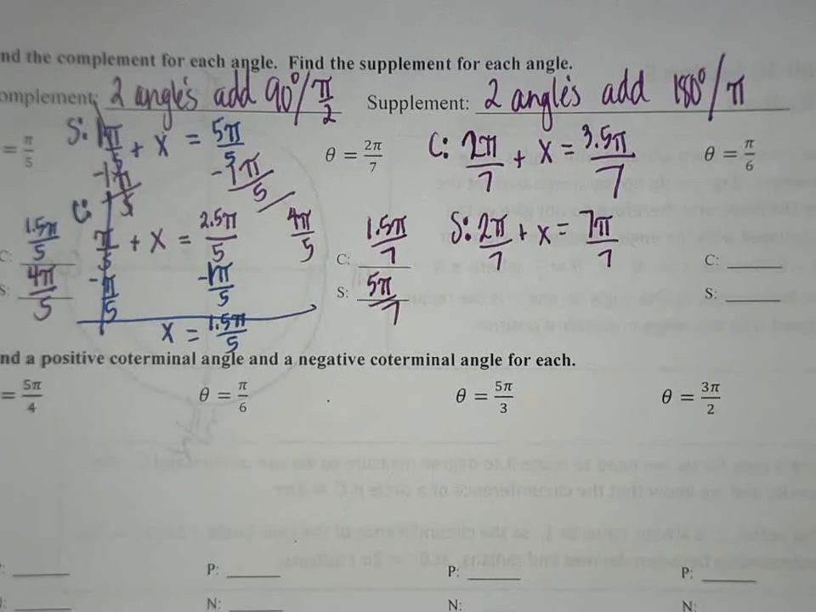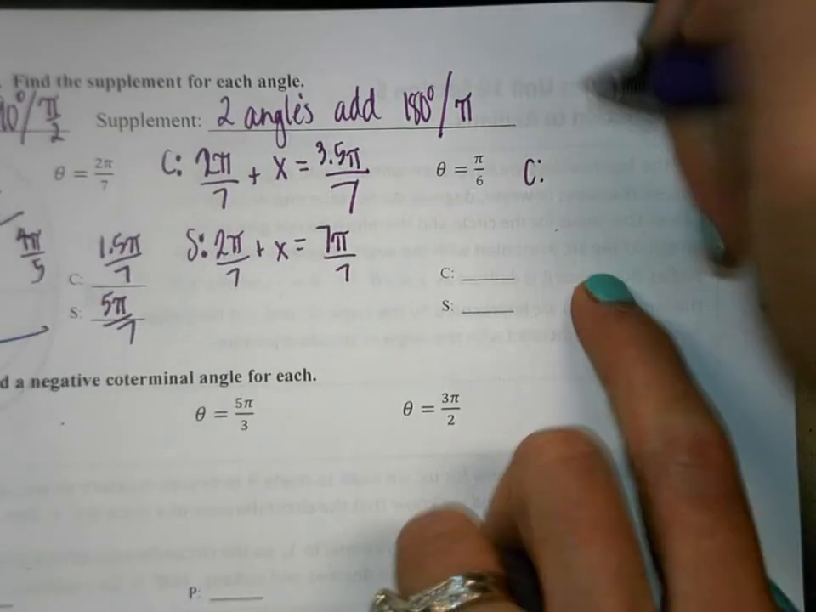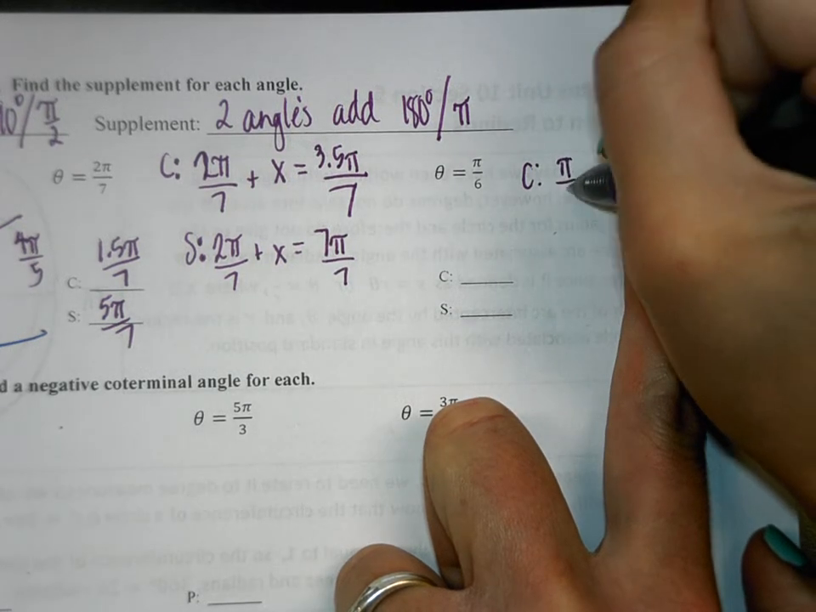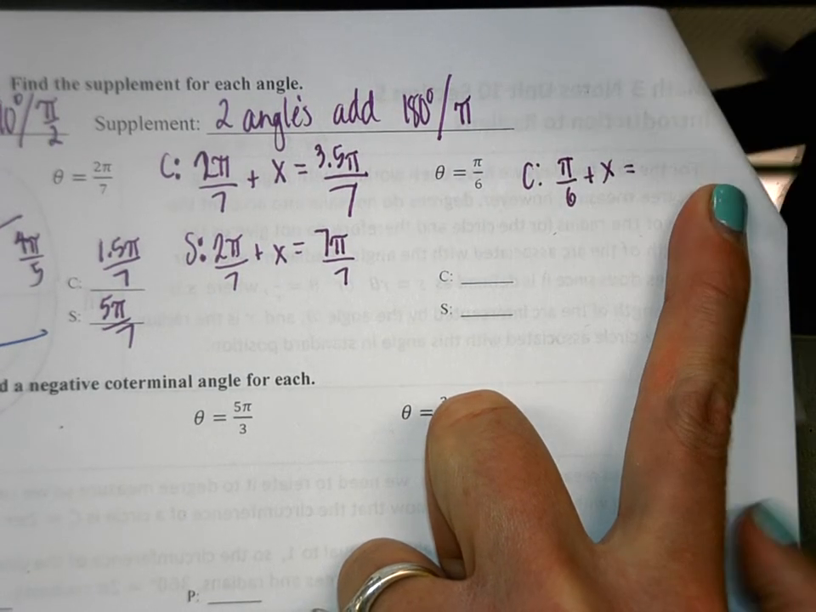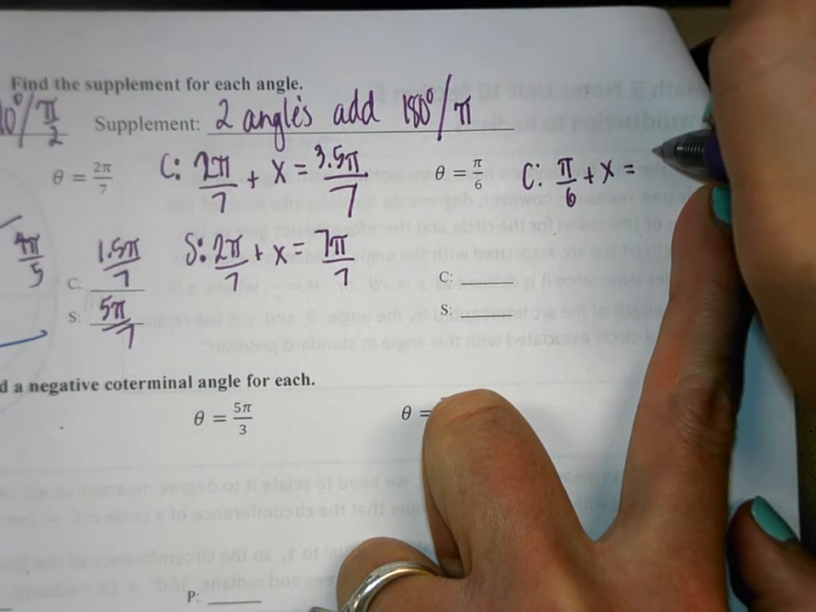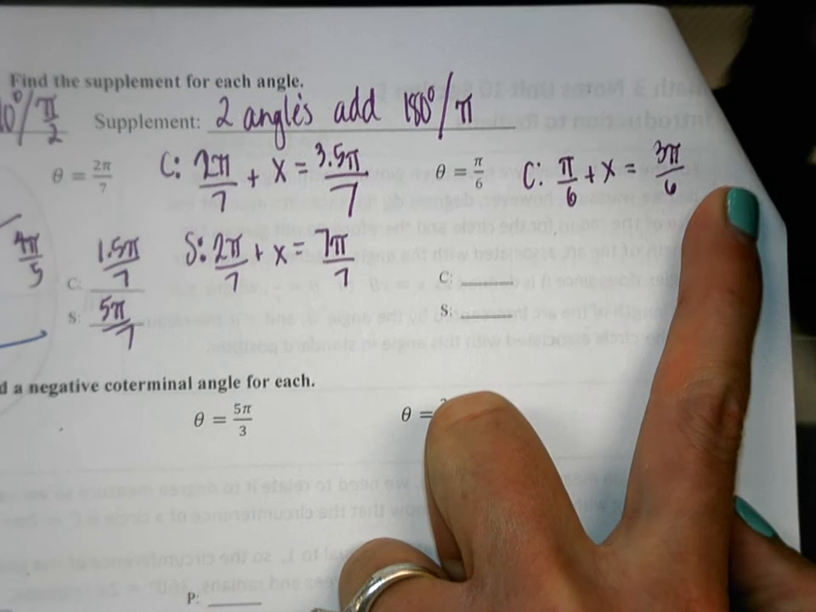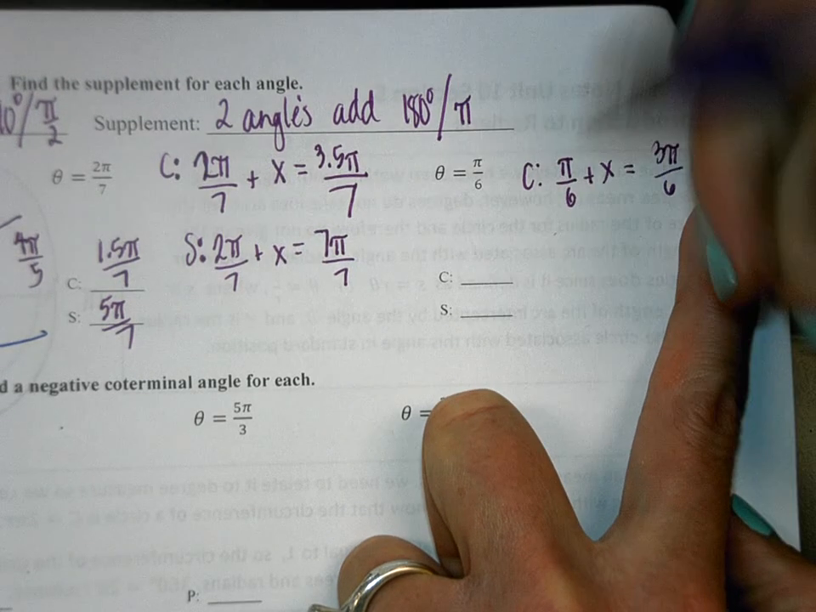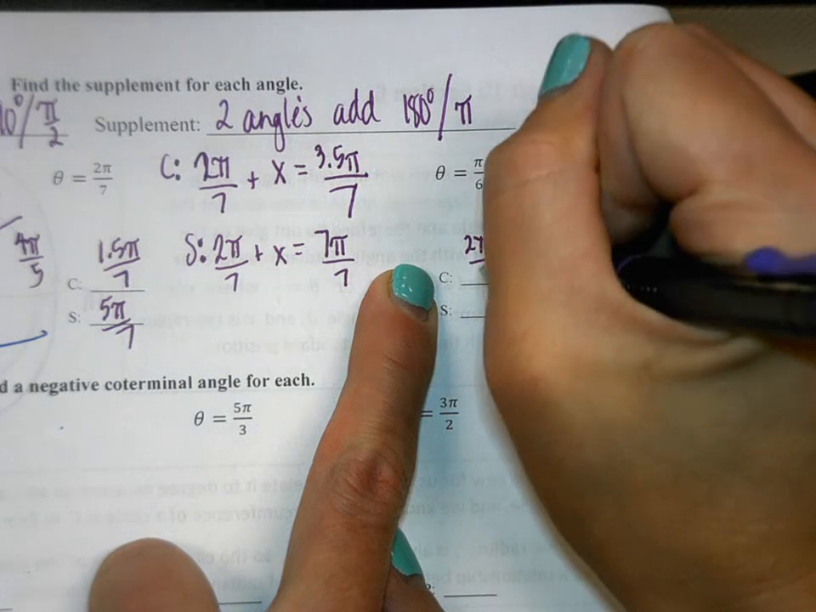Okay, over here, complement. Okay, so we have pi over 6 plus x. For the complement, it's half of that. What is half of 6? So we have 3 pi over 6. What is missing? Yeah, so this is 1, right? 1 plus 2 pi over 6.